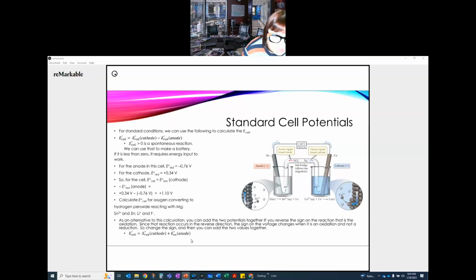So when I look at this, I see that one of these is 0.34 volts, and that is the cathode over here, 0.34 volts. And then my anode over here, the way it's written, is plus 0.76 volts. And so when I add them together, that gives me 1.10 volts. Notice that I changed the sign on the one that's written as an oxidation and not a reduction. So that's how I handle that. That works better for me.